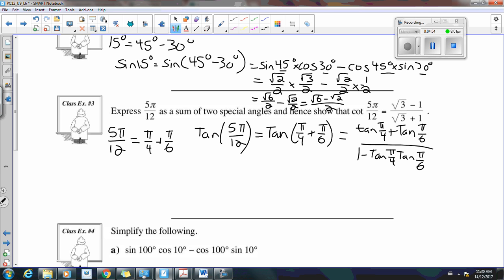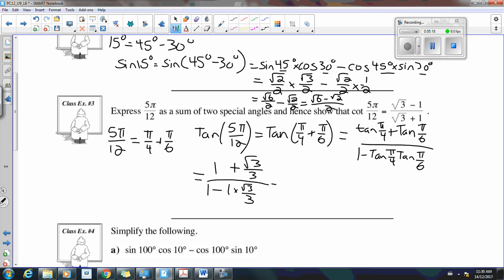Okay, so I'm just going to move over here. Now we're going to start finding those ratios. Tan of pi over 4 is 1. Tan of pi over 6 is root 3 over 3. Then we have 1 minus, this is 1 times root 3 over 3.